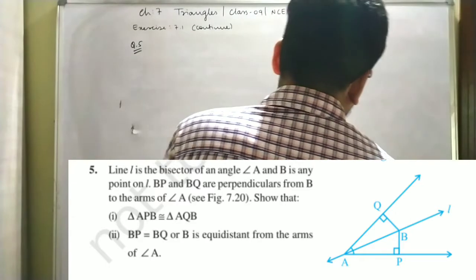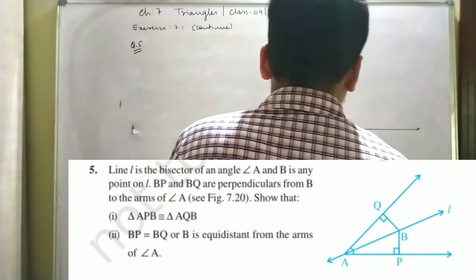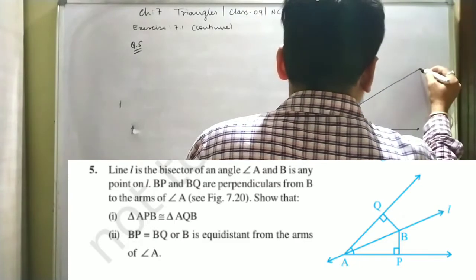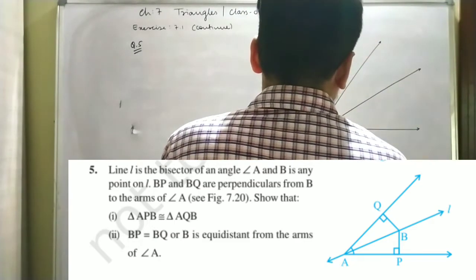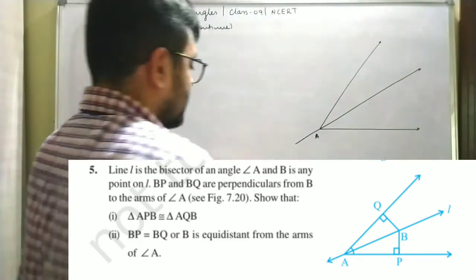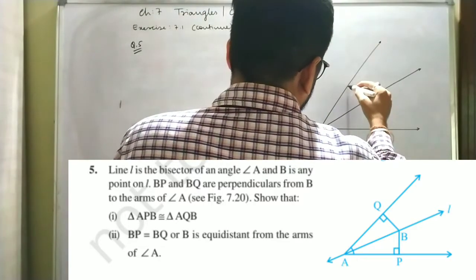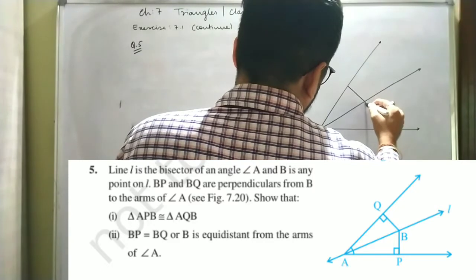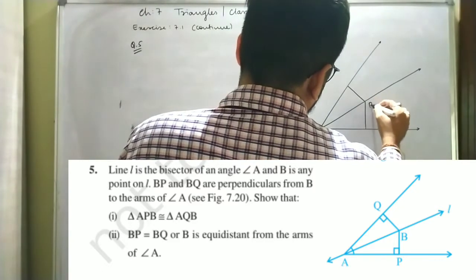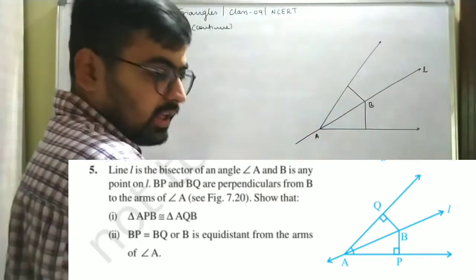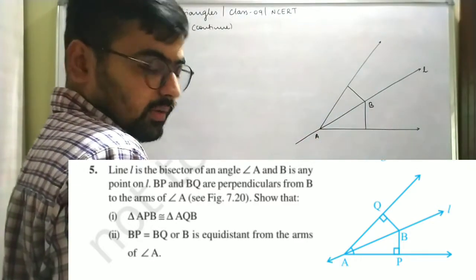And we have a figure something like this. This is one arm, this is the second arm, and the bisector is passing like this through the angle A. So here is my point A, correct? Somewhere on the line, point B is there in such a way that two things are perpendicular like this. So this is B, correct? Simple. This is line L. It's already given in the figure, correct?